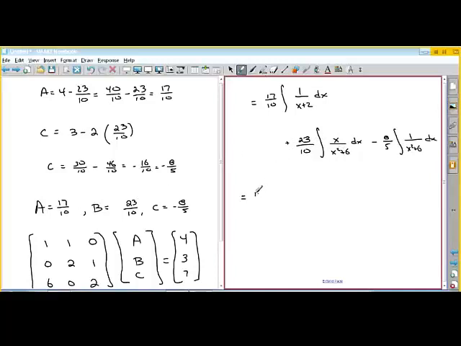So the final answer is 17 tenths natural log of the absolute value of x plus 2. The second one, you need a 2 here to make this thing work out exactly. So this is u and this would be du. So you end up having to divide by 2. So when you divide by 2 here, I'll get 23 20ths, the natural log of the absolute value of x squared plus 6. What I'm doing is basically putting a 2 here, putting a 2 there, and this is du and this is u, so the integral of du over u is the natural log of u.